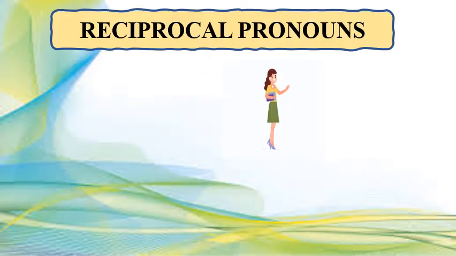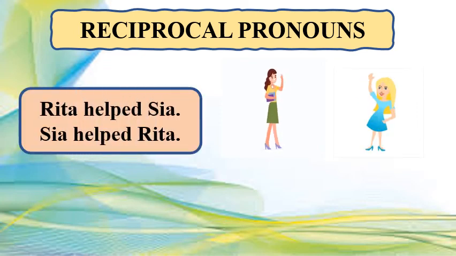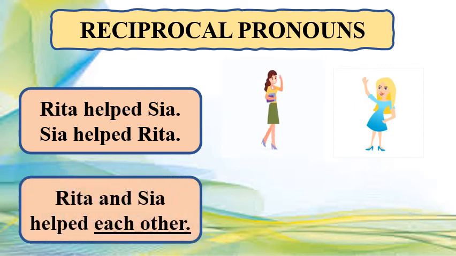Here you can see this is a lady. This lady helped this lady. Rita helped Sia and Sia helped Rita. Can I say Rita and Sia helped each other? Yes. So what is the duty of each other here? Each other has replaced the nouns Rita and Sia. So here each other is a reciprocal pronoun.